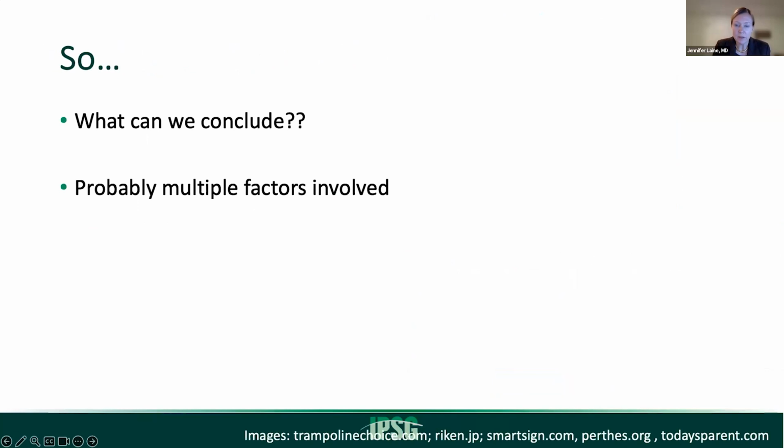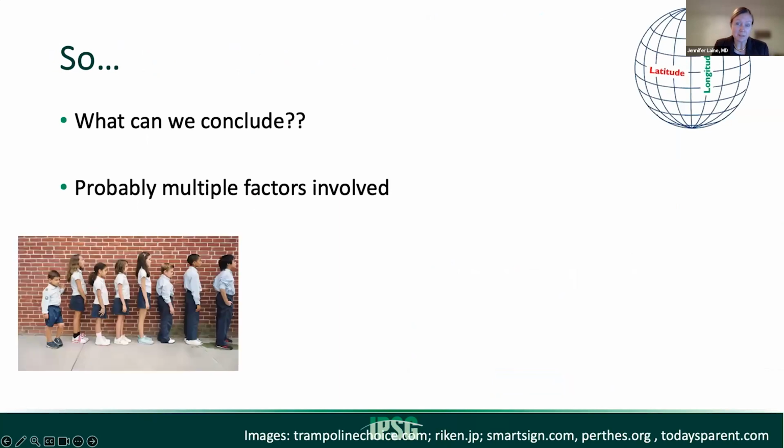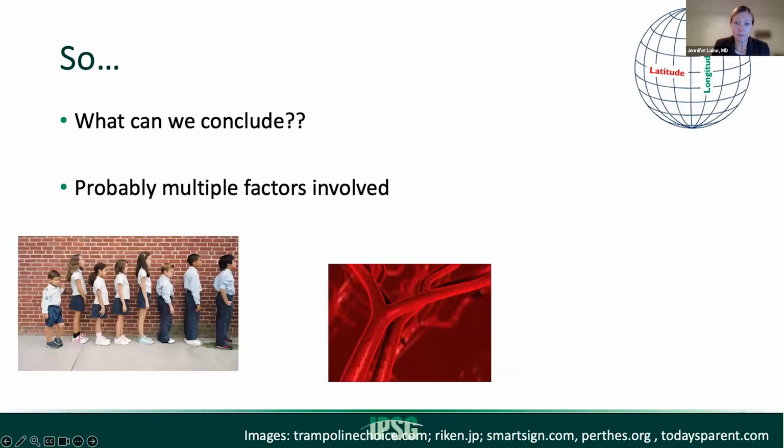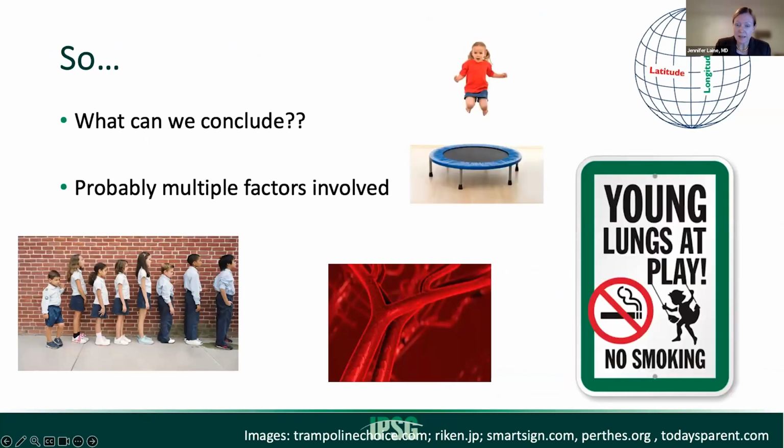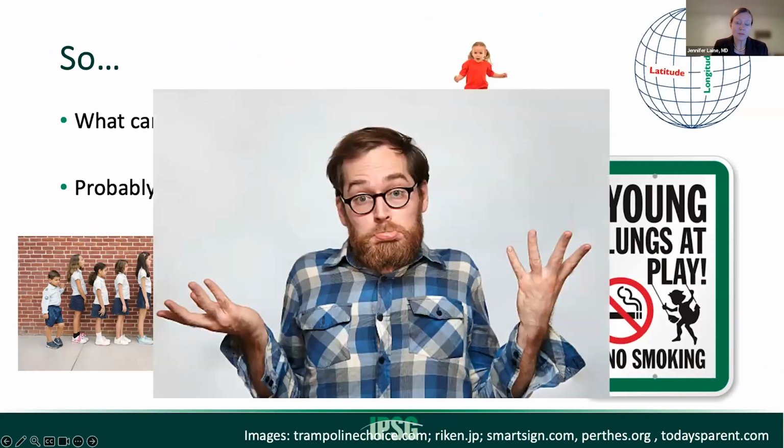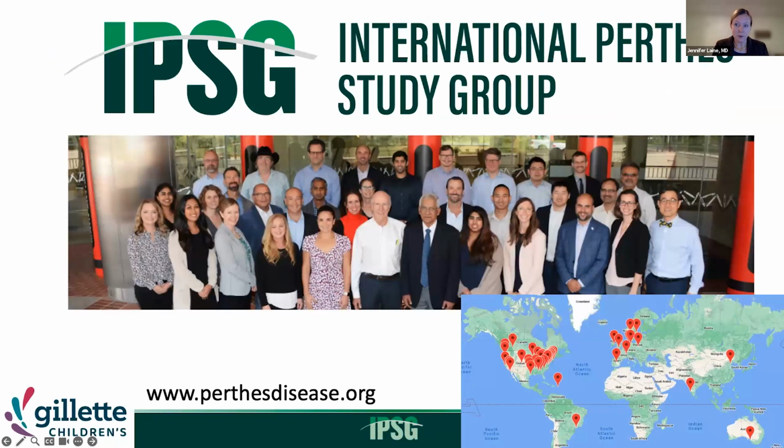So what can we conclude? Well, probably multiple factors are involved. It can be associated with being farther north, being slightly smaller for your age, possibly having smaller blood vessels, maybe being more active than other kids, or possibly having smoke exposure. Because we think that there are possibly so many different factors involved, this is why it's hard to get to the bottom of this. But we really believe that the best way to find answers is by bringing multiple experts together from different centers across the globe, pooling their knowledge and expertise. This is one of the many reasons why the IPSG was formed, to find better answers to these important questions for patients and families living with Perthes disease.